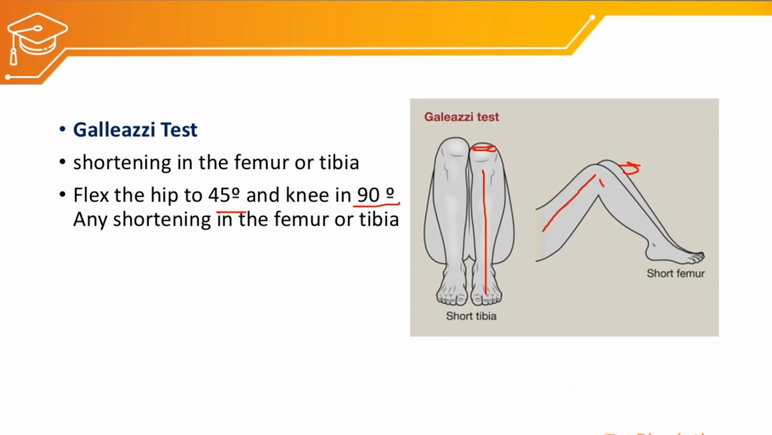And here we have discussed about the Galeazzi test, where we'll ask the patient to flex the hip to 45 degree and knee to 90 degree. And then we'll see if there is an abnormal shortening or lengthening of the tibia or femur.